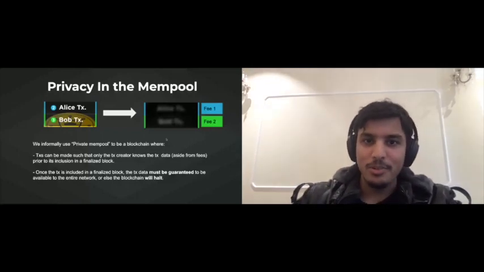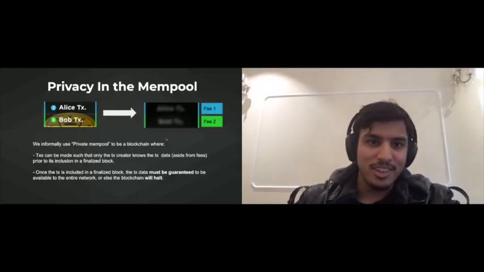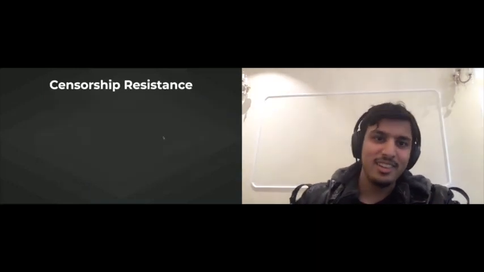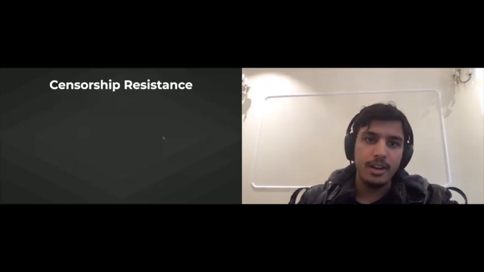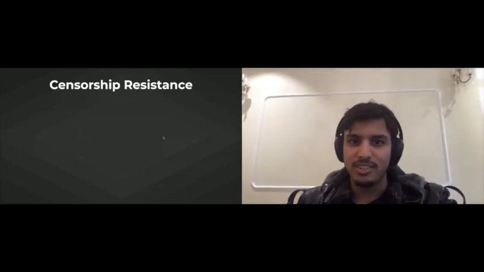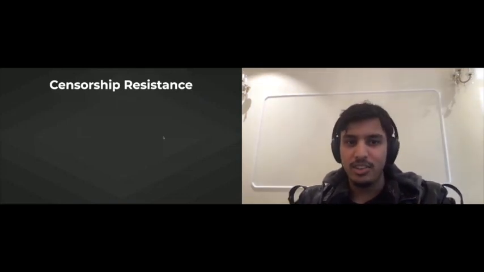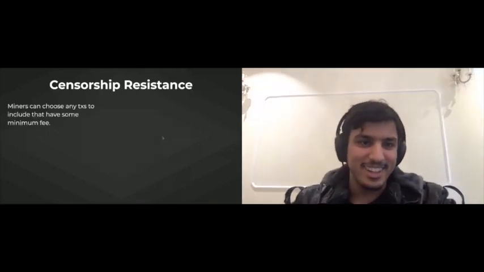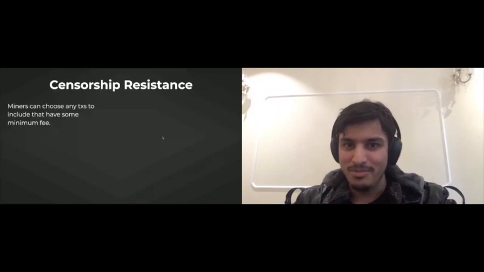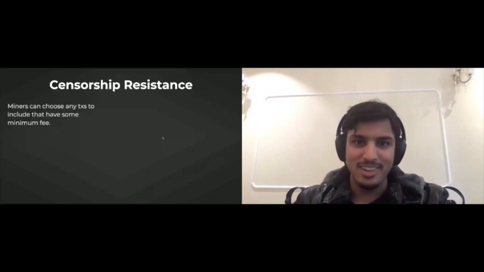Cool. So here's one of the use cases of it: censorship resistance. There's two properties of blockchains today. Miners can choose any transaction to include that has some minimum fee. In Cosmos, this minimum is literally 0. In Ethereum, post EIP 1559, it'll be above this network threshold minimum for burning.